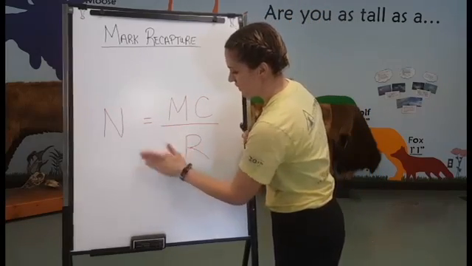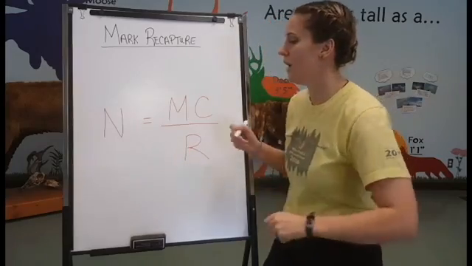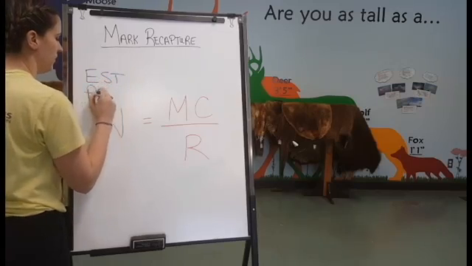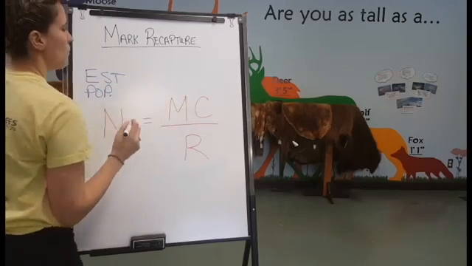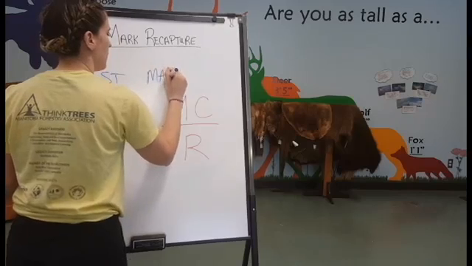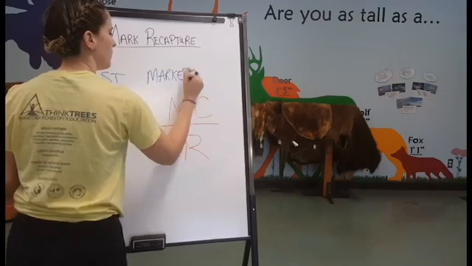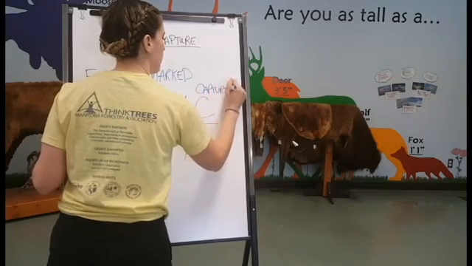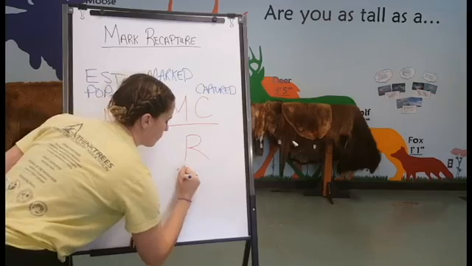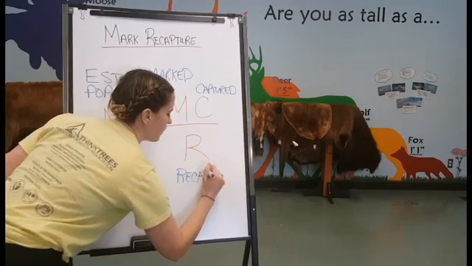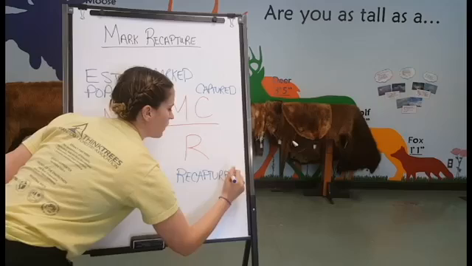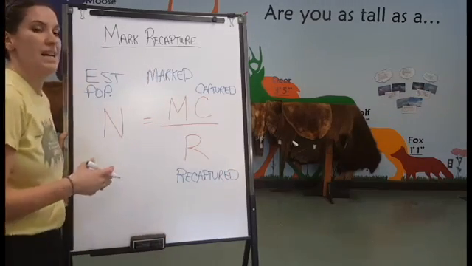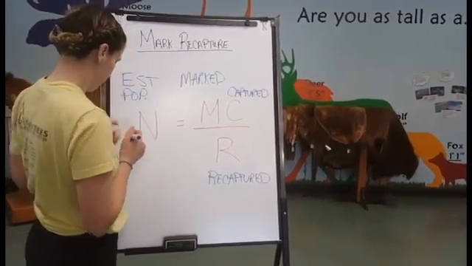Alright, so what do these different letters represent? Well, N, that is your estimated population. M represents your marked species. C are your captured. And R represents recaptured. Now when you do the mark and capture method, you always have to remember that you have to do it at least 3 times. You can't do it just once.